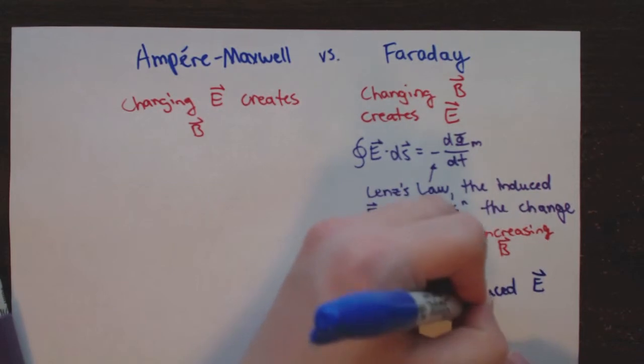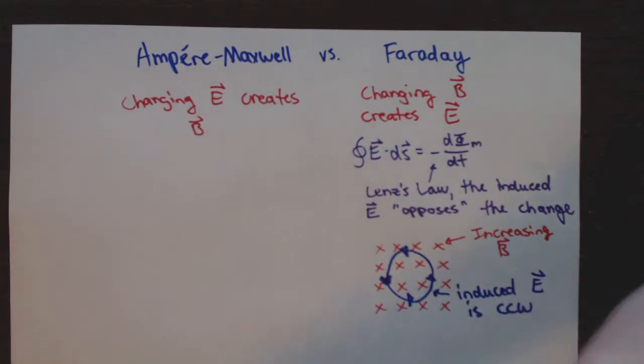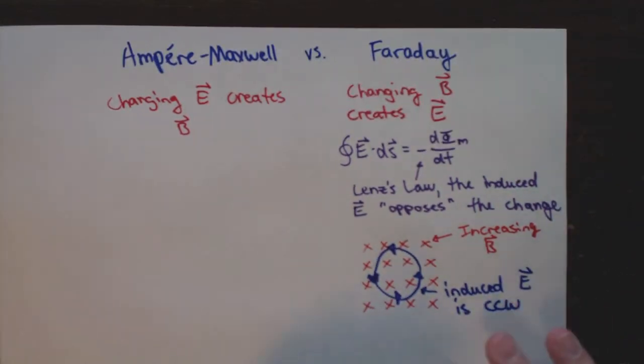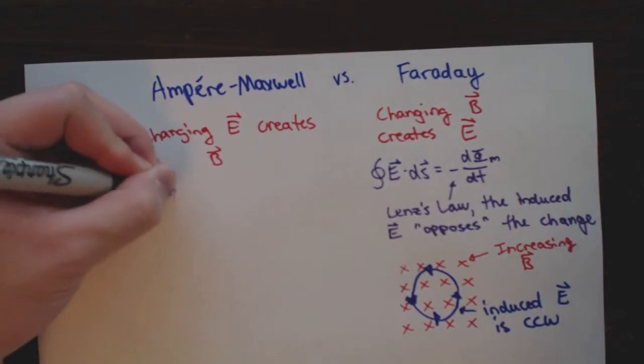So with increasing B into the page, you end up with a curl, or an induced E, that is counterclockwise. That is, your thumb ends up pointing out of the page. That's where the negative comes in.